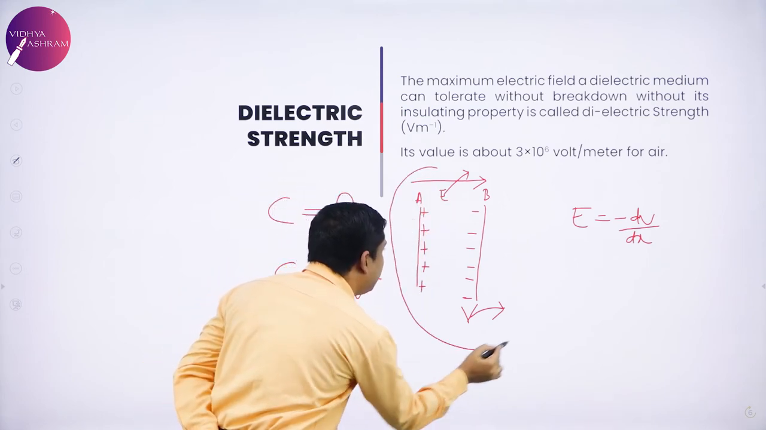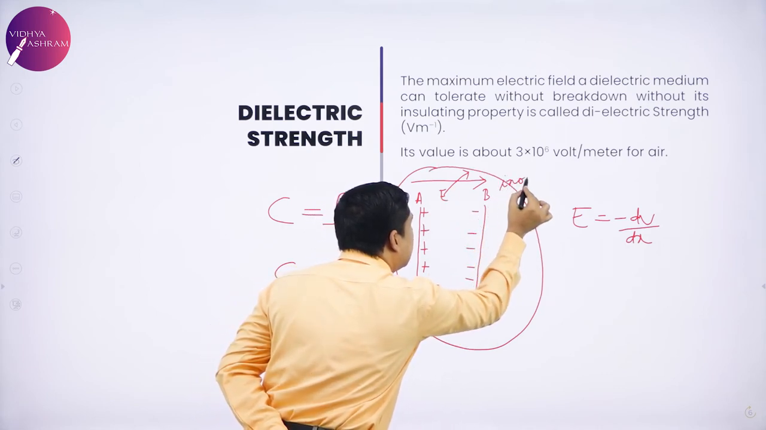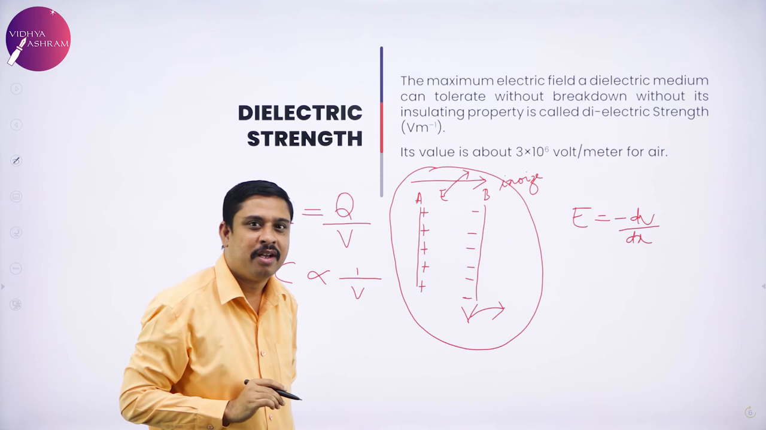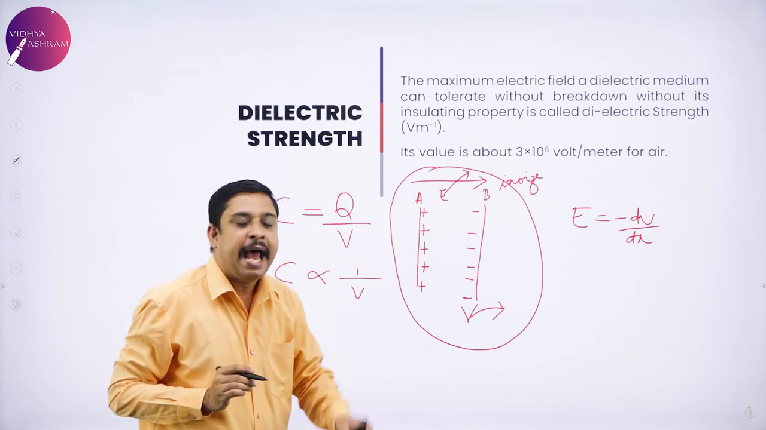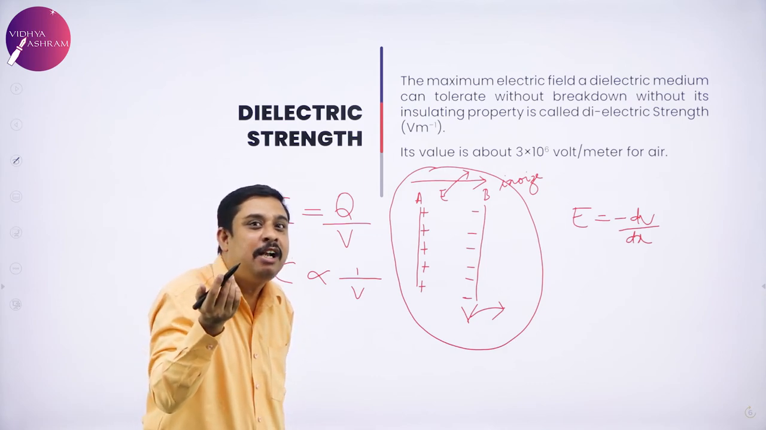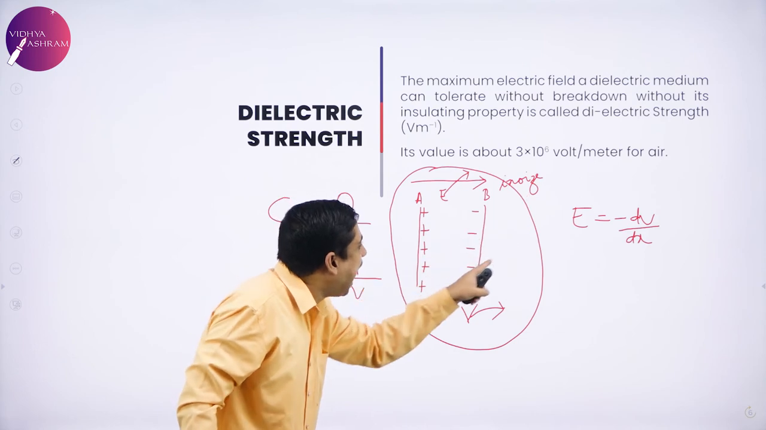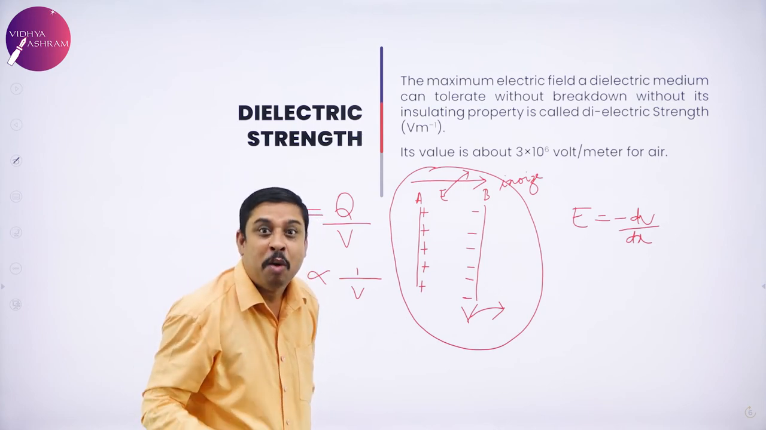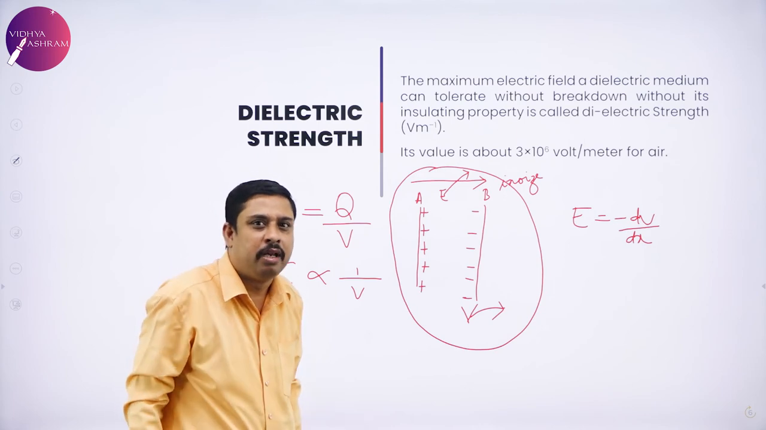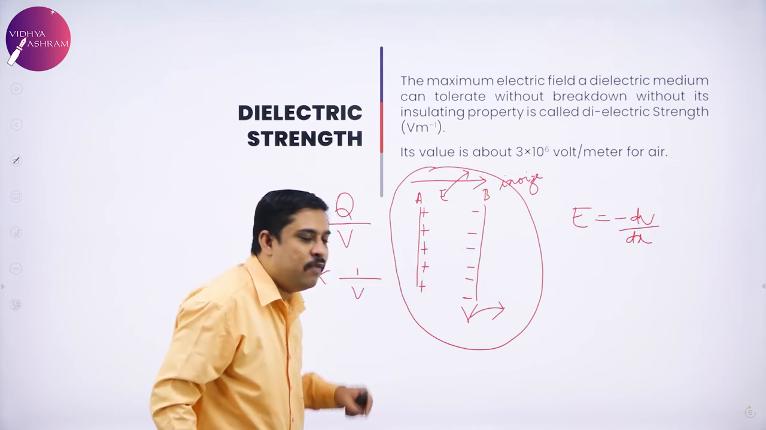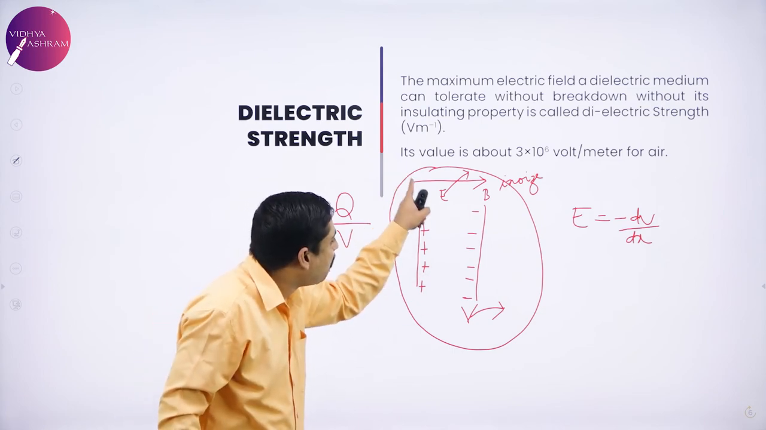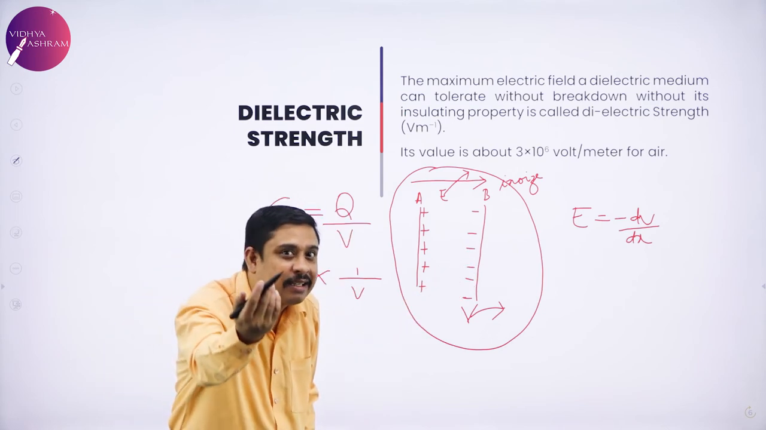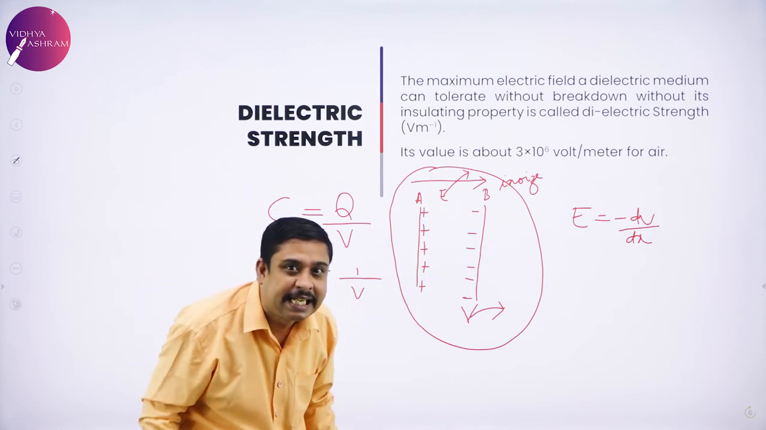It will beautifully ionize the surrounding air. I have increased the potential, so the strength of the electric field has also increased. What is the result? The strong electric field has ionized the surrounding air. Ionized means it has created more number of charges. So what should happen? All negative charges will flow to the positive plate. All positive charges will flow to the negative plate.